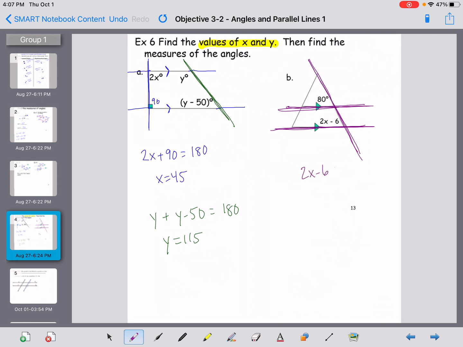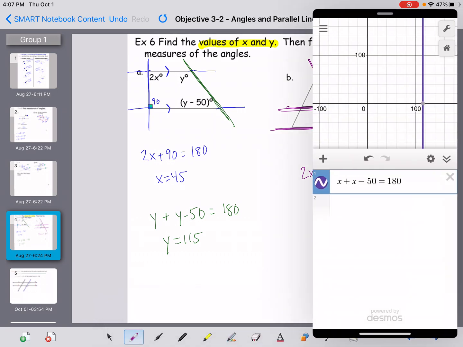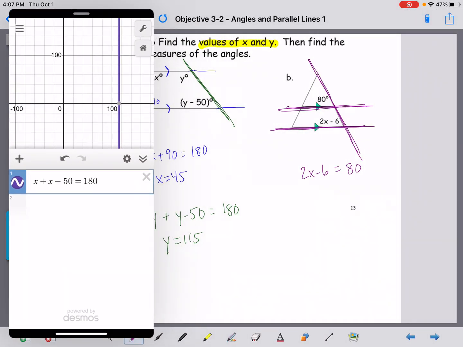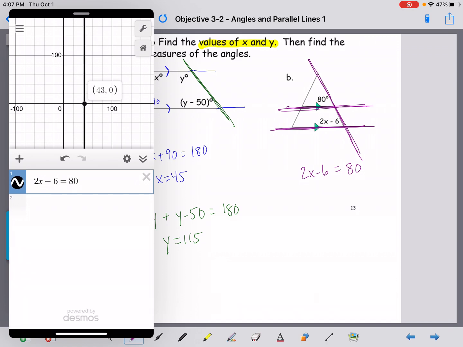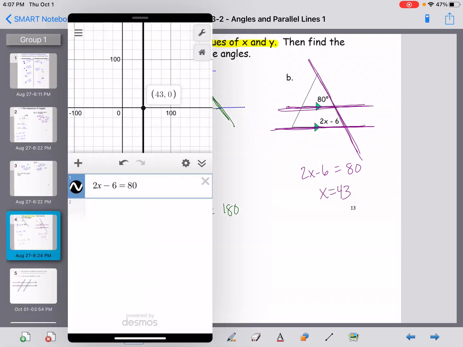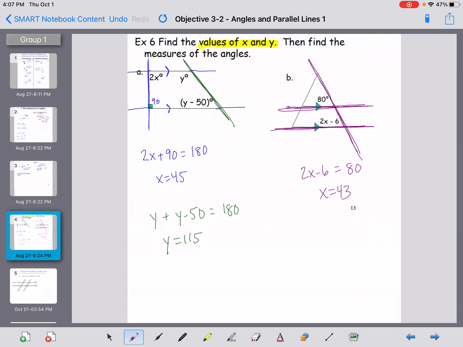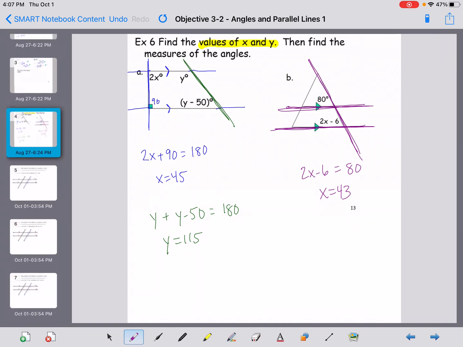2x minus 6 equals 80 degrees. So when they're congruent, I'm going to set them equal to each other. 2x minus 6 equals 80. X is 43. All right. Got a few more examples to go.